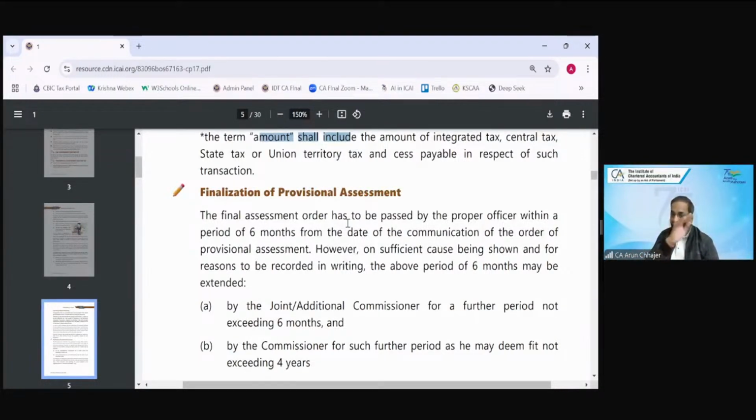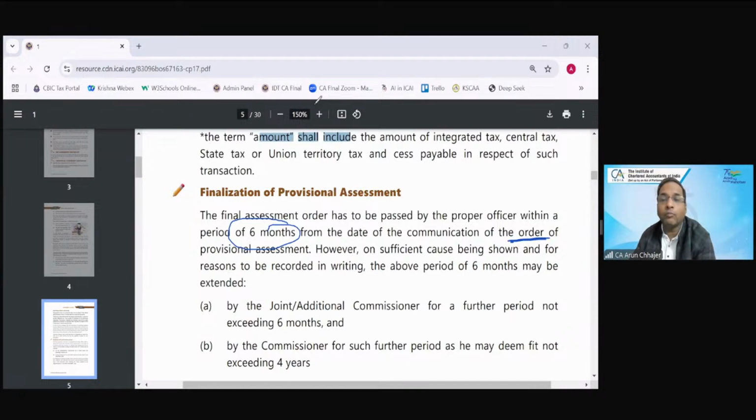Now, whatever the provisional assessment has been given, then from that, within 6 months, from the date of the communication of order, कौन सा order? Please tell me which order?